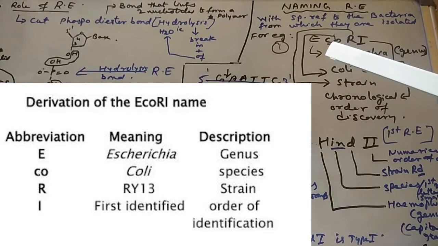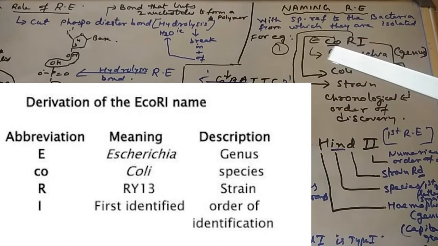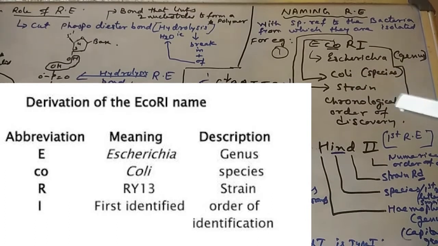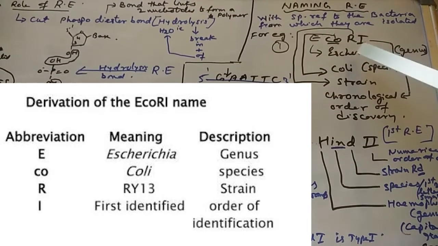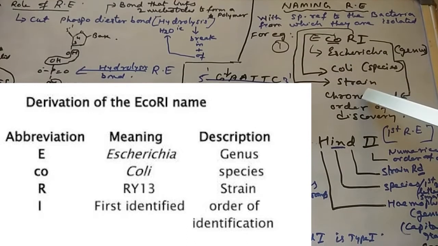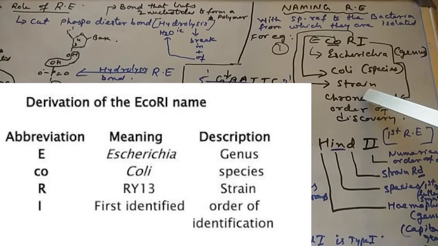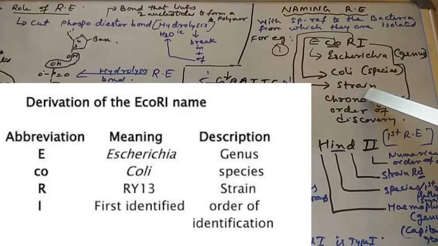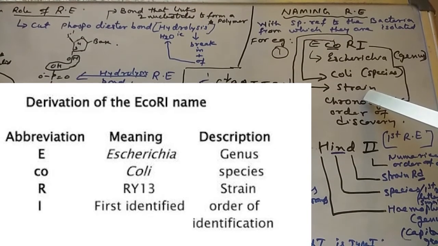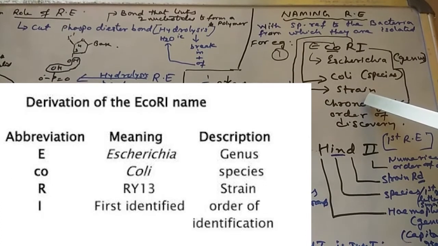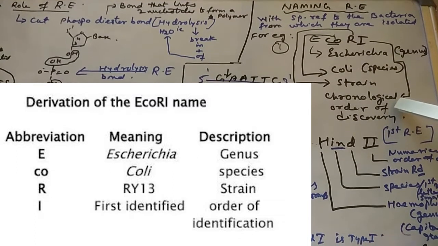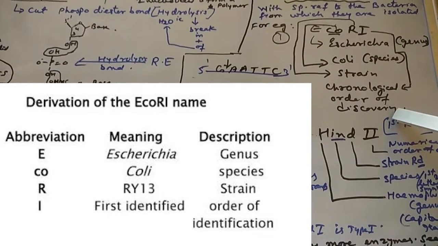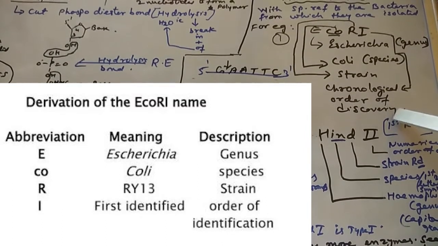The second and third letters, the next 2 letters written in small case, co, come from the specific name coli. Clear? The next letter R is the strain, the type of E. coli, a strain with a specific character. Such strains are designated with the alphabet R. And the last number, Roman 1, is the chronological order of its discovery. So this is how they are labeled.